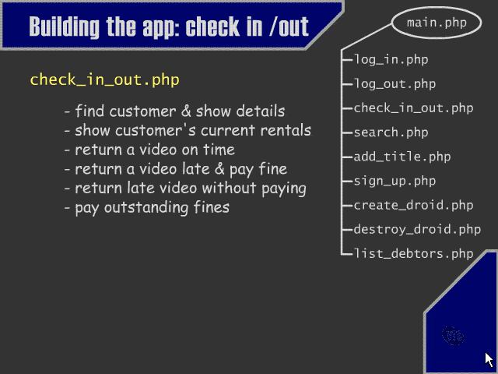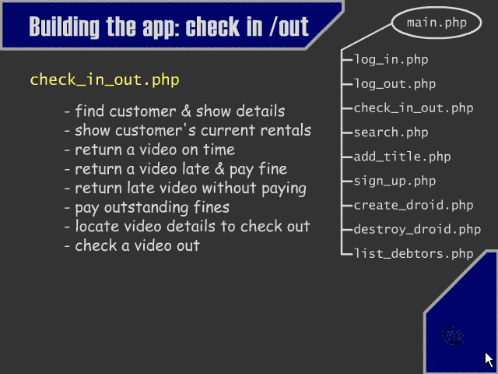We also need to be able to let the customer pay any outstanding fines on their account. We also need to be able to locate the video details to check out a particular video. And we also need to actually check the video out. First of all, let's look at showing the customer's details.